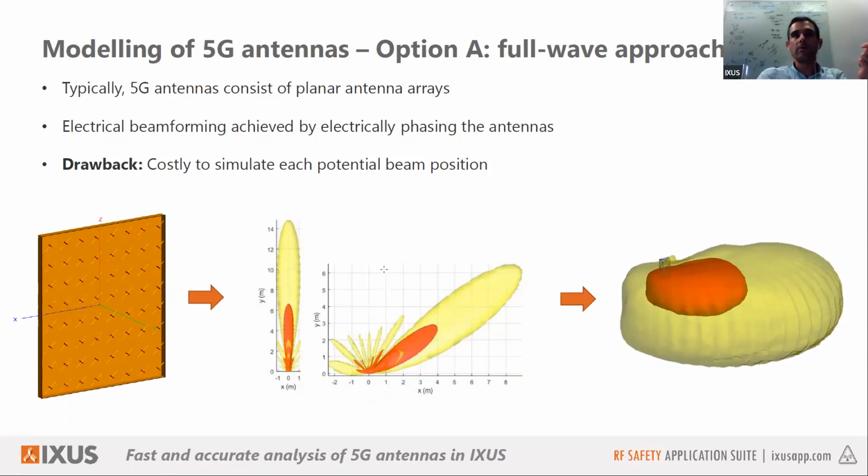The problem, however, with this approach that we found is that it's very costly to simulate each and every potential beam position, because you need to run multiple full wave computational analyses, typically based on something like the method of moments, and that can become a hampering factor.